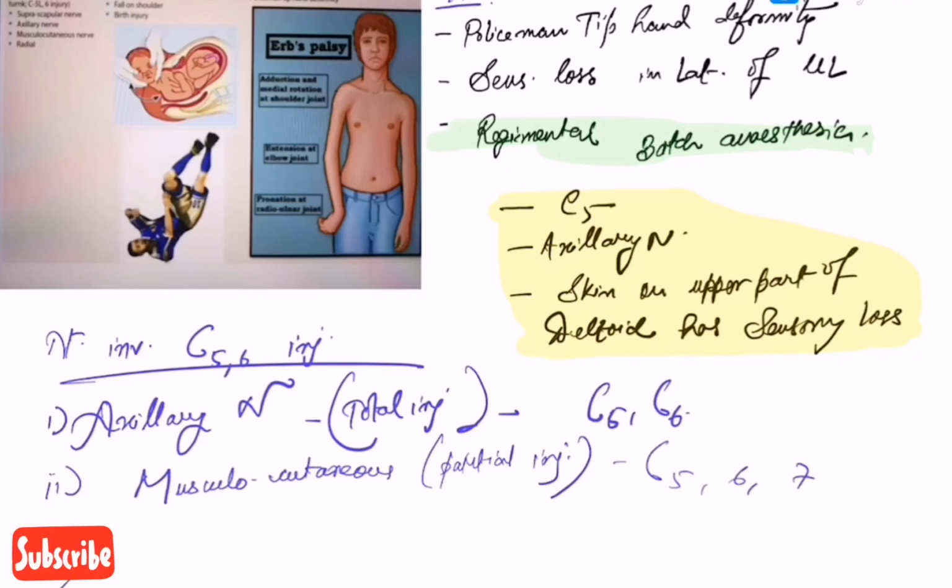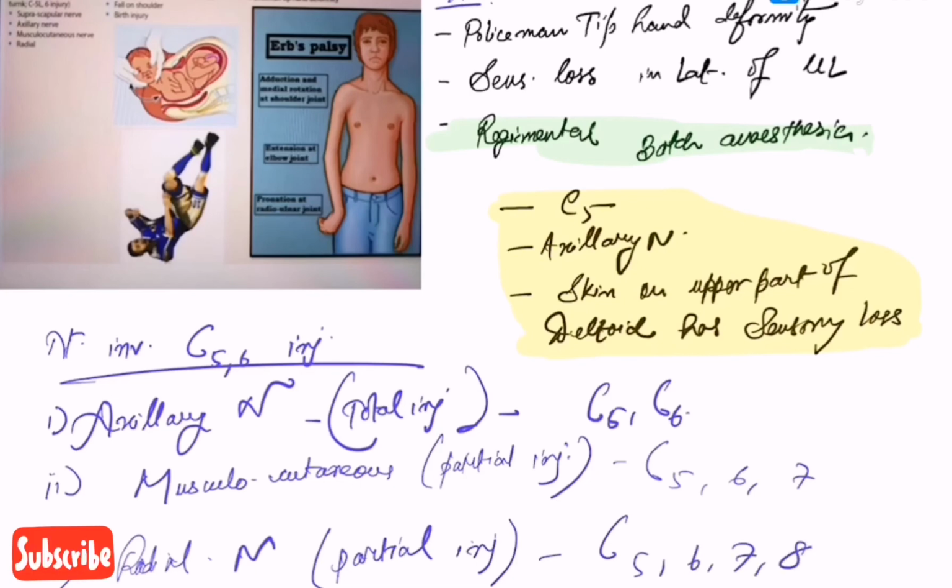Number 3, radial nerve: partial injury, C5, 6, 7, 8. So one thing is common in all three, that is C5, C6.